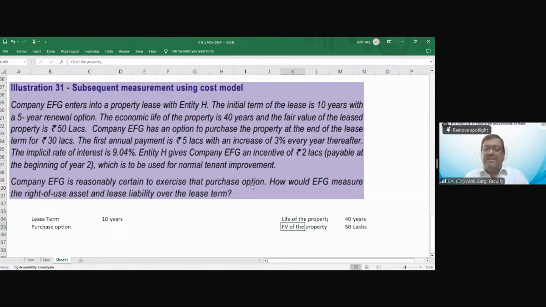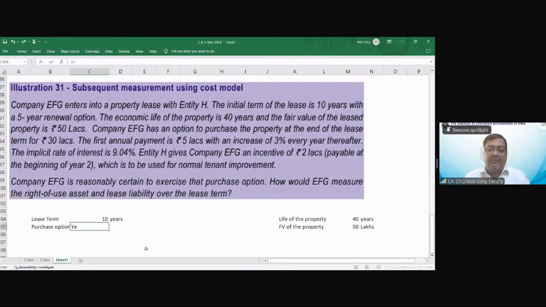The property value is 50 lakh rupees, the property life is 40 years, and it is also reasonably certain that the entity will avail the purchase option. What does it mean? We have to take that property life as 40 years for depreciation purpose. Yes, if the purchase option is available and the entity is reasonably certain to avail, it means the useful life of 40 years I need to take for depreciating the ROU, right?